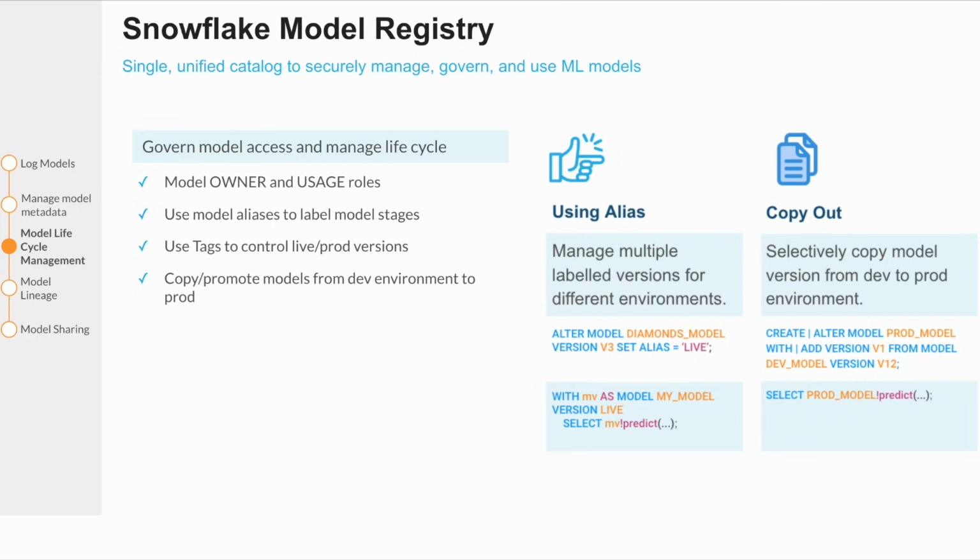In terms of model lifecycle management, Snowflake provides clear role-based access with owner and usage roles. You can use model aliases to indicate different stages of the model lifecycle, apply tags to manage and control which versions are considered live or production, and easily copy or promote models from a development environment to production.